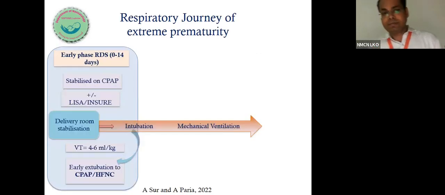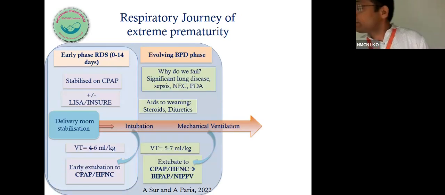So this is how the respiratory journey of an extremely premature baby proceeds. Immediately after the delivery, the baby is stabilized on delivery room CPAP. Then we might give the baby surfactant using LISA or initially, and thereafter we can stabilize the baby on CPAP. In some cases, the baby might need to be intubated. In that scenario, we need to give a tidal volume of 4 to 6 ml per kg, and then the baby can be subsequently extubated to CPAP or HFNC. This is usually in the early case of RDS.